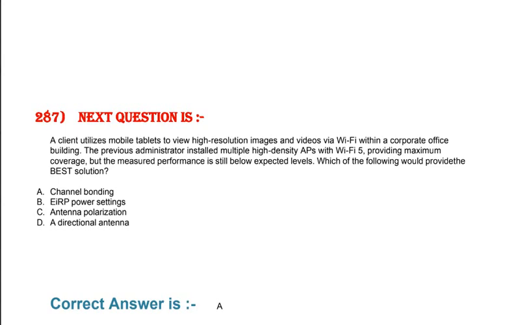Now the question is, a client utilizes mobile tablets to view high-resolution images and videos via Wi-Fi within a corporate office building. The previous administrator installed multiple high-density APs with Wi-Fi 5, providing maximum coverage, but the measured performance is still below expected levels. Which of the following would provide the best solution? Option A, channel bonding. Option B, EIRP power settings. Option C, antenna polarization. Option D, a directional antenna. Correct answer is option A.